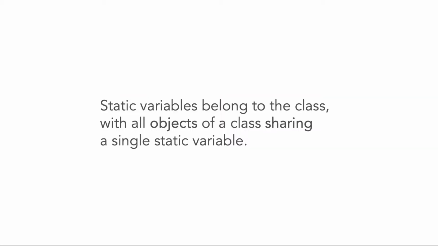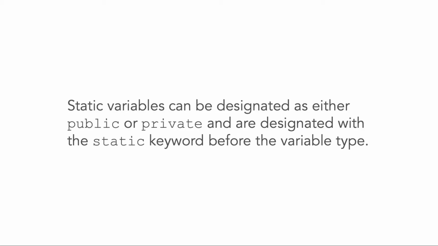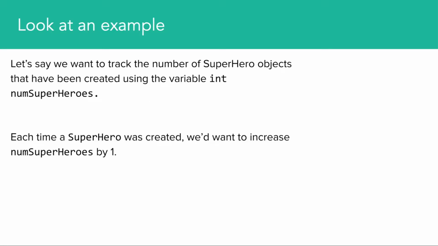Static variables belong to the class, with all objects of a class sharing a single static variable. In other words, all objects that are created share the exact same static variables along with their own instance variables. Static variables can be designated as either public or private and are designated with the static keyword before the variable type. To illustrate the power of static variables, let's use an example from a superhero class.